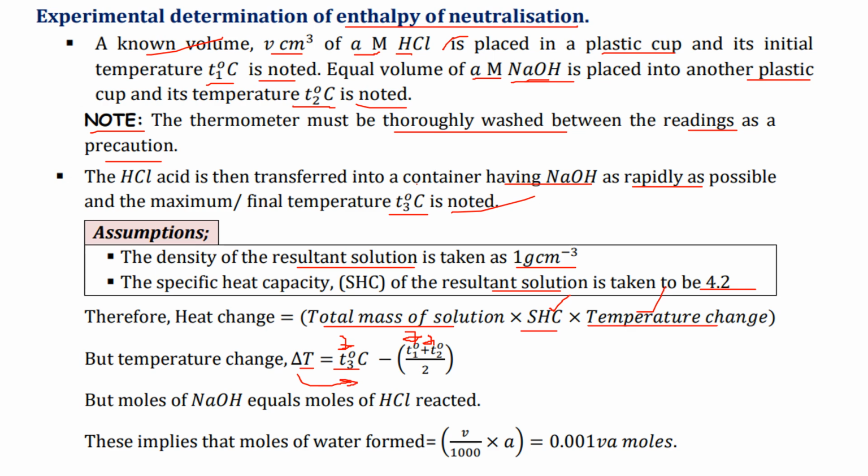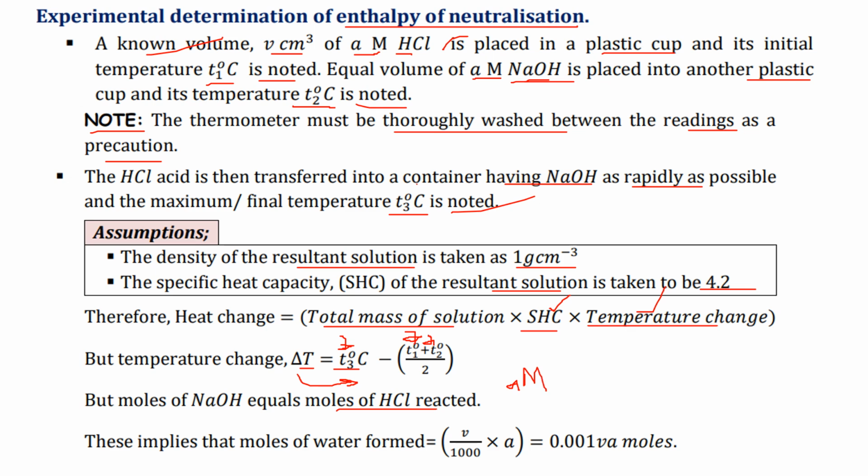And then we deal with the mass of the solution. To get the mass of the solution, we first get the moles of sodium hydroxide that reacted with hydrochloric acid. Since they are of the same concentration and same volume, moles of sodium hydroxide are equal to moles of hydrochloric acid that reacted, and therefore the moles of water formed is V divided by 1000 times M. This expression is because we use the known concentration of M molar.